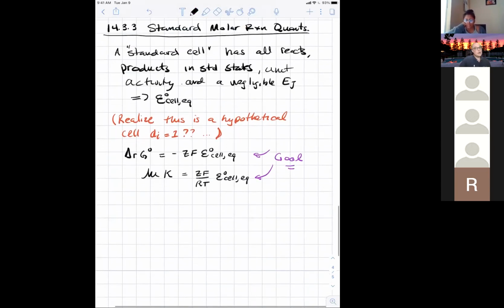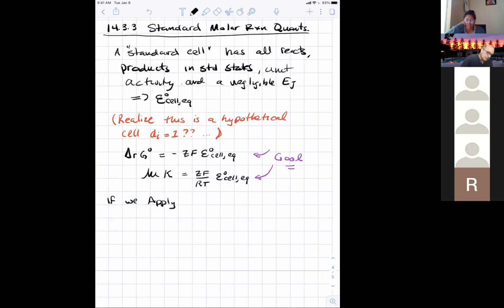We've talked a lot about working with delta G naught and the equilibrium constant. We actually haven't talked a lot about working with the equilibrium constant, but we know that's important. But how do we figure it out? It turns out electrochemical cells provide us a way to do this, but we have to work through a few details about how we do this exactly, because this is a hypothetical state.